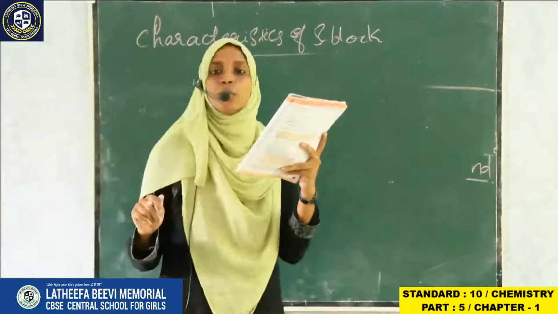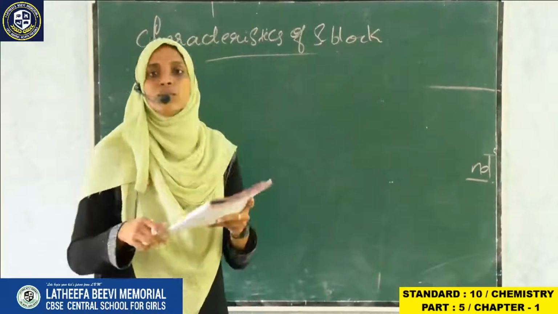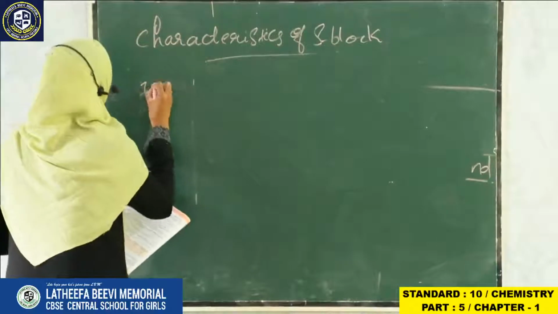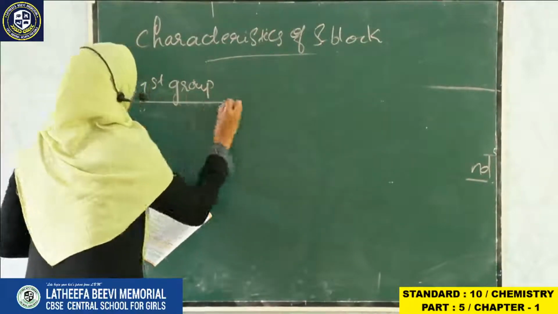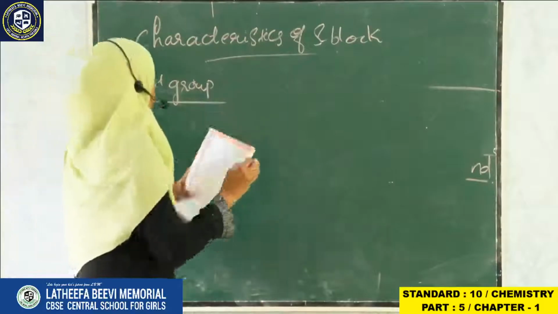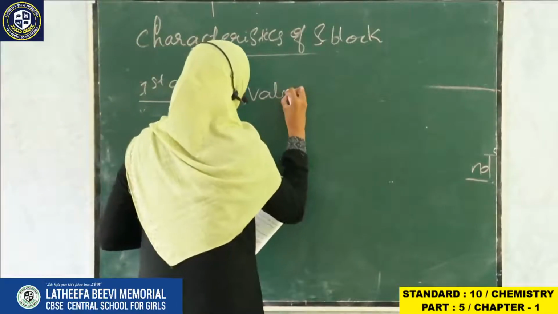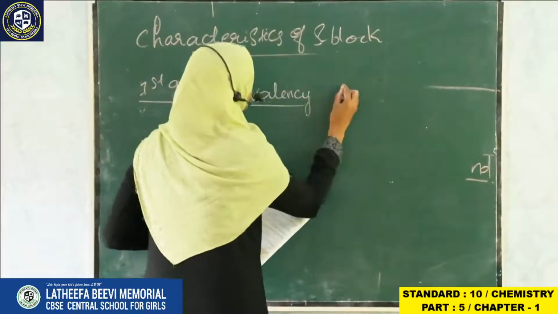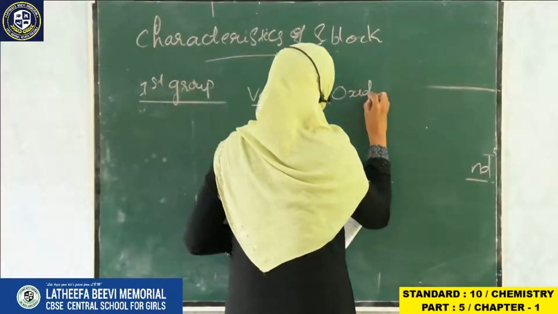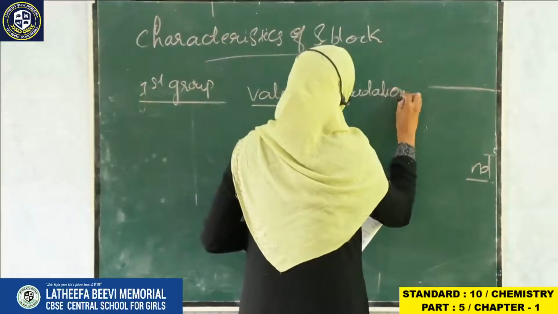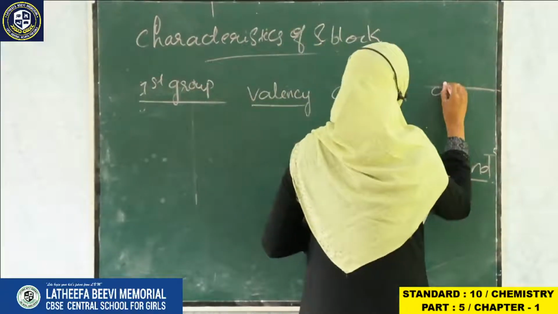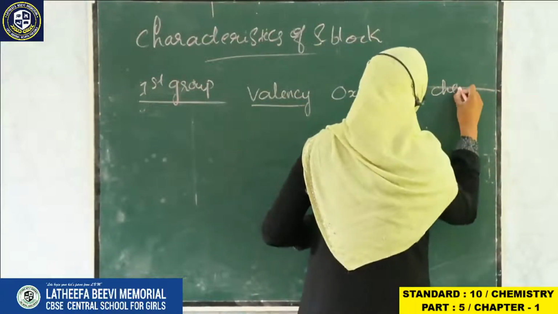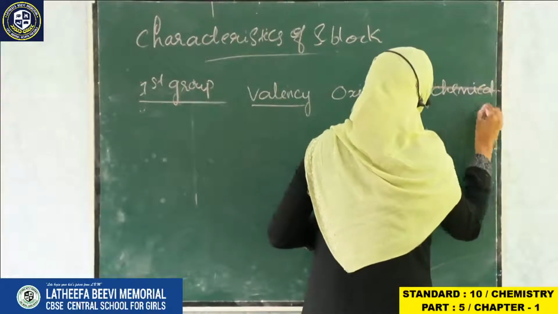In the first group, what about the valency? Valency 1. Okay, then valency, oxidation state, then the last one, chemical formula. How to write the chemical formula of these atoms? Chemical formula.